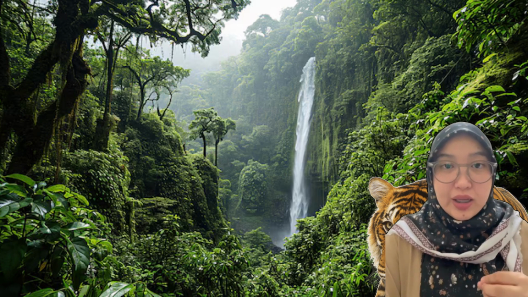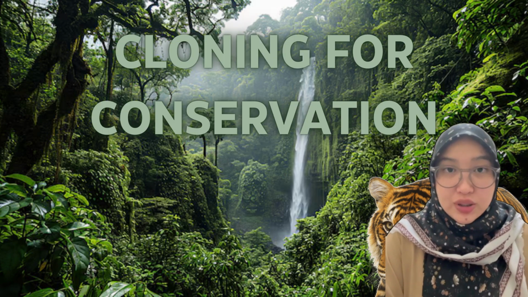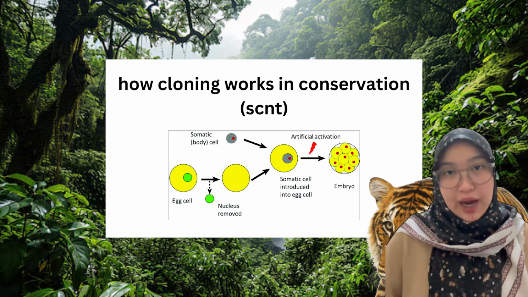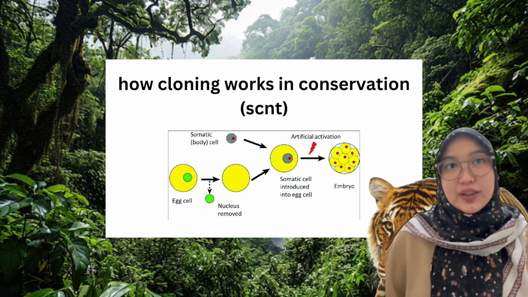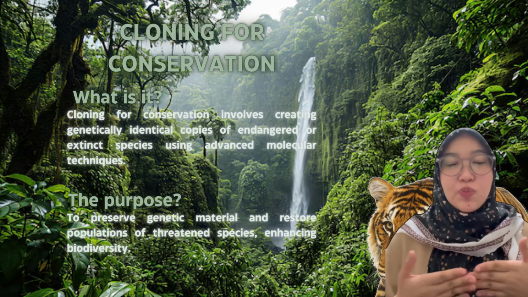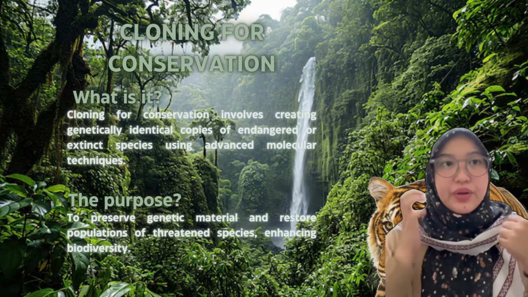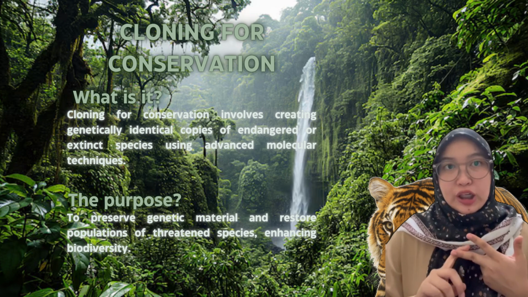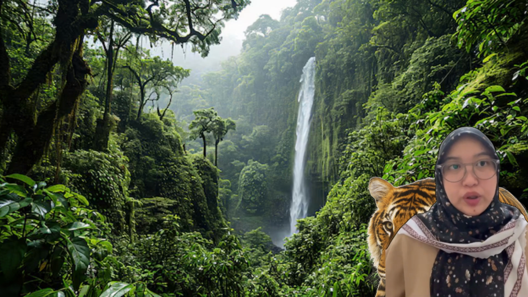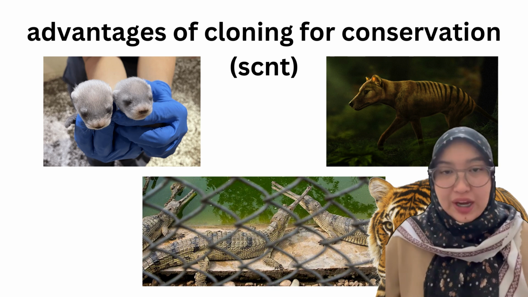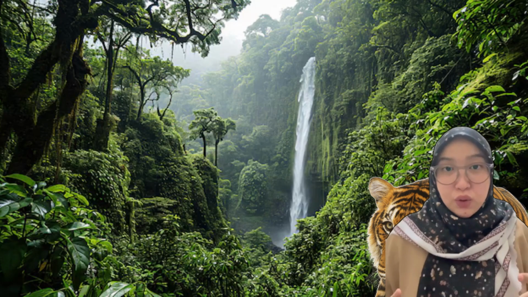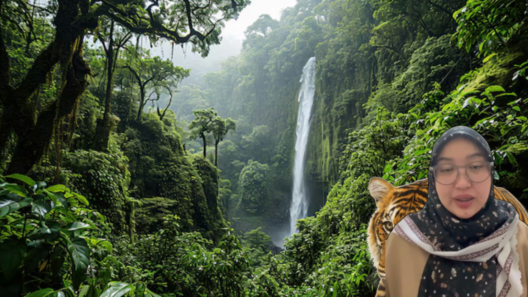Hi, I am Hani and I am going to talk about cloning for conservation. So what is cloning? Cloning is the process of creating genetically identical organisms through somatic cell nuclear transfer, SCNT. The goal of cloning is to preserve genetic diversity, revive endangered species, and support populations with low genetic variability. One of the most famous examples of cloning is the successful cloning of endangered species like the bucardo and black-footed ferret. So, how does cloning work in conservation?